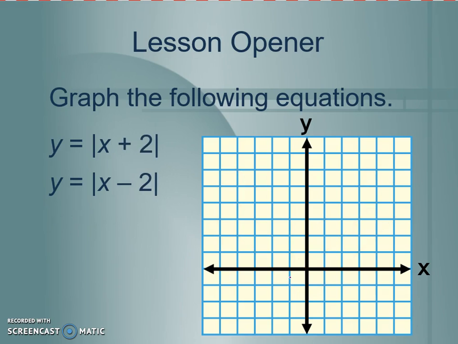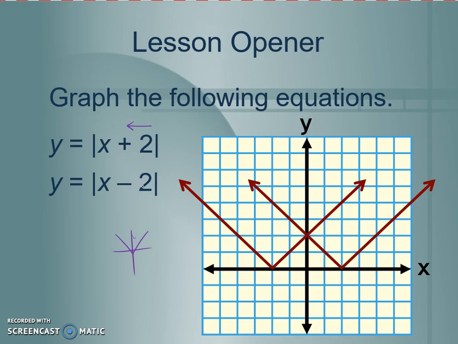When we graph this, remember our original was a V. Now with a positive 2 on the inside of that, sorry, wrong direction, we move 2 to the left. And with a negative 2, we move 2 to the right.